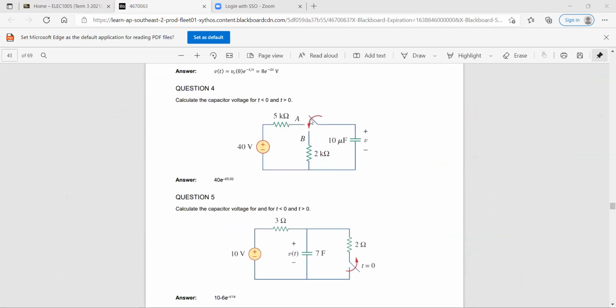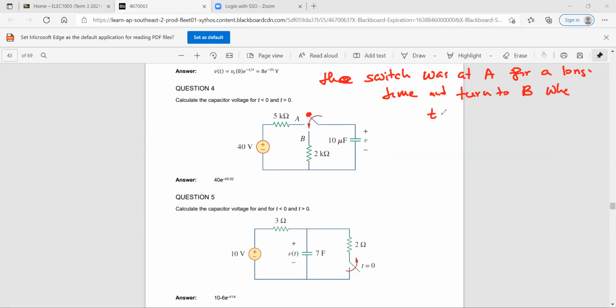So what is happening here? The switch, it doesn't say here. I'll write it here. So the question is, the switch was at A for a long time and turned to B when t is equal to 0.